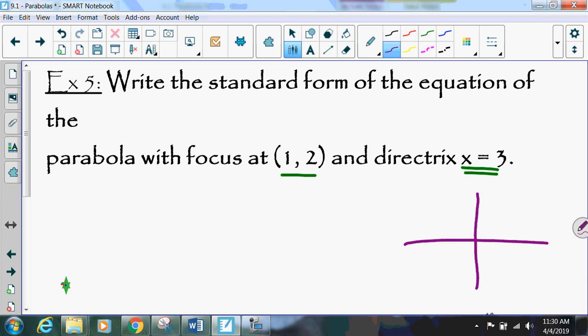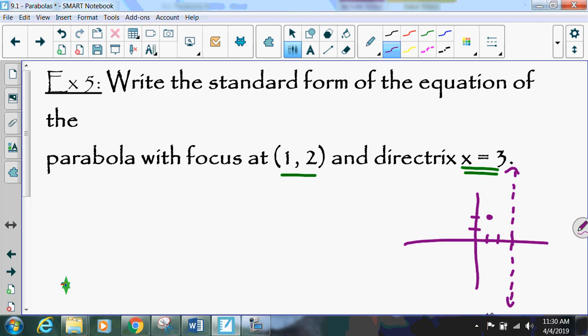Here we go. My focus is 1, 2. So we'll go over 1 up 2. So there's my focus. Now we don't know, just given the focus, whether we have an up or down parabola or a sideways parabola looking to the left or looking to the right. But given the directrix at x equals 3, I know any line that starts with x equals, and then there's a constant on the other side, that's a vertical line. So I'll go to the x-axis, find 3, and there is my directrix.